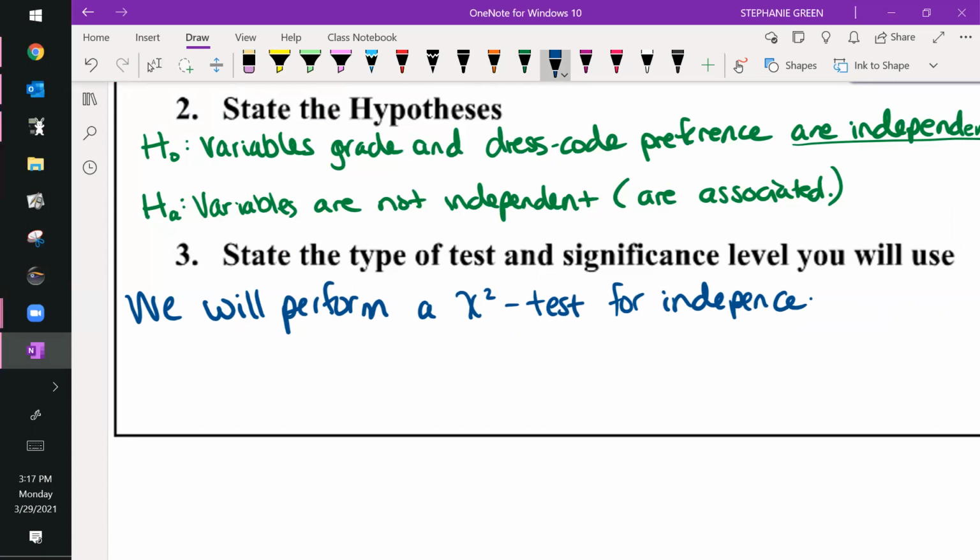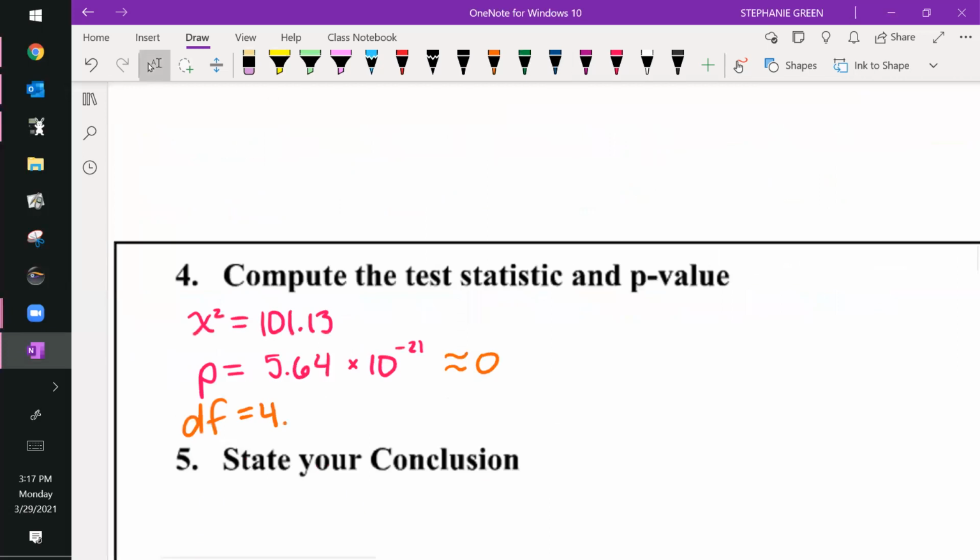With significance level alpha equals, and I don't know if they tell you in the problem, but I know in the video they say to use 0.05, just like we normally do for our significance. All right, and then we would perform our test, right? Bam, already done. We performed our test.